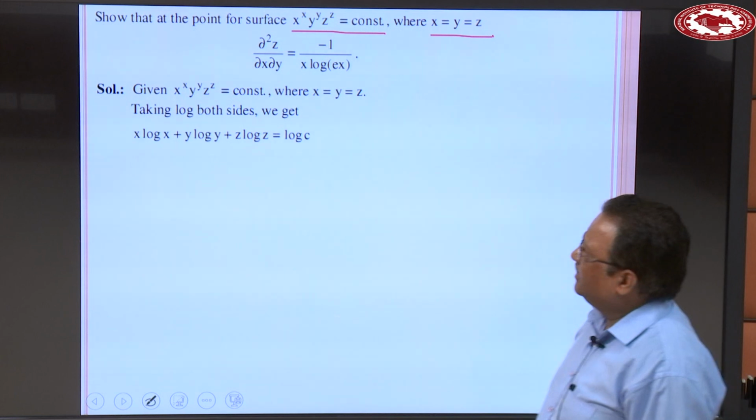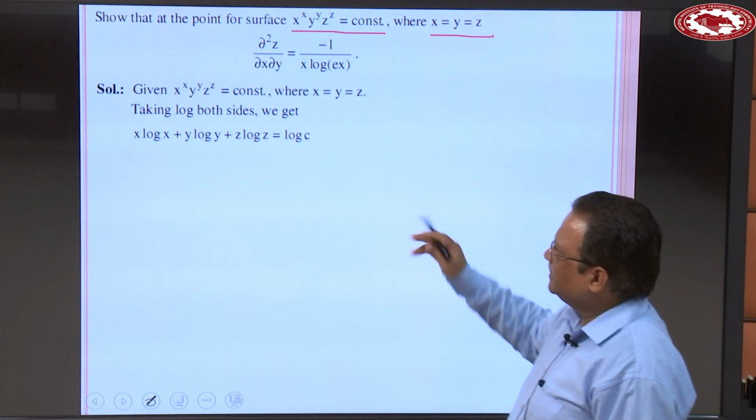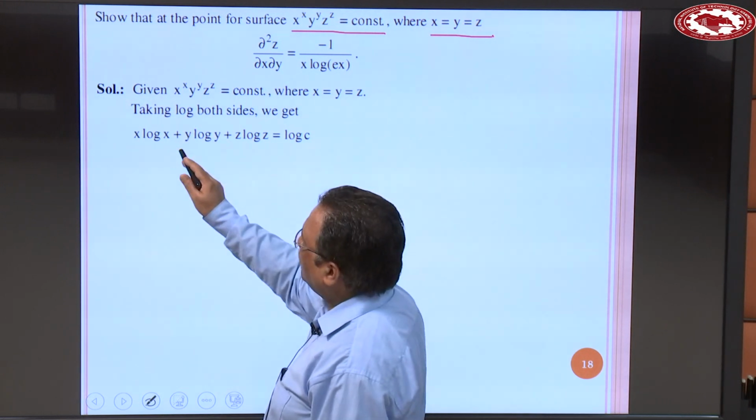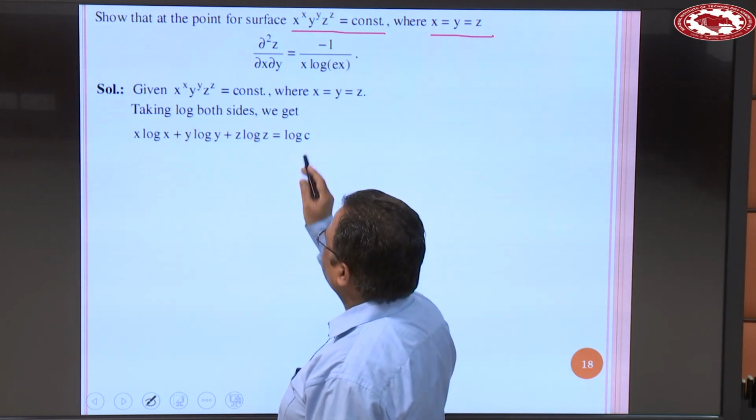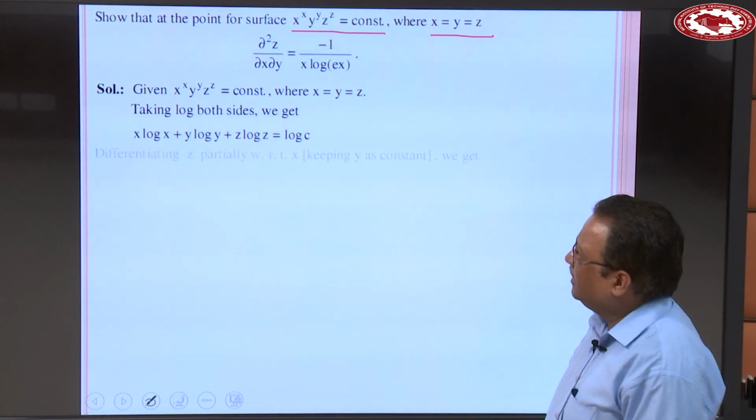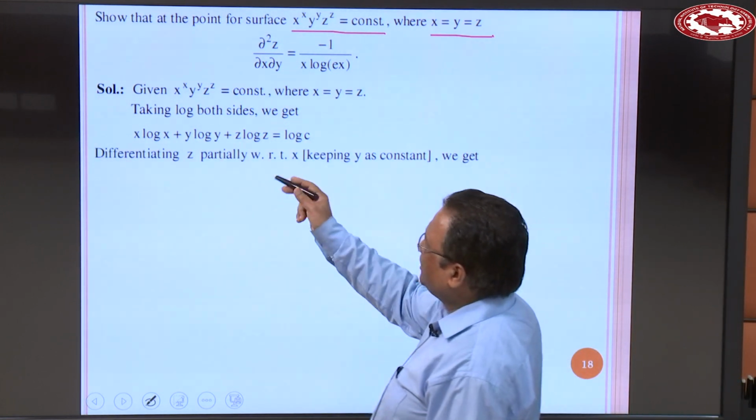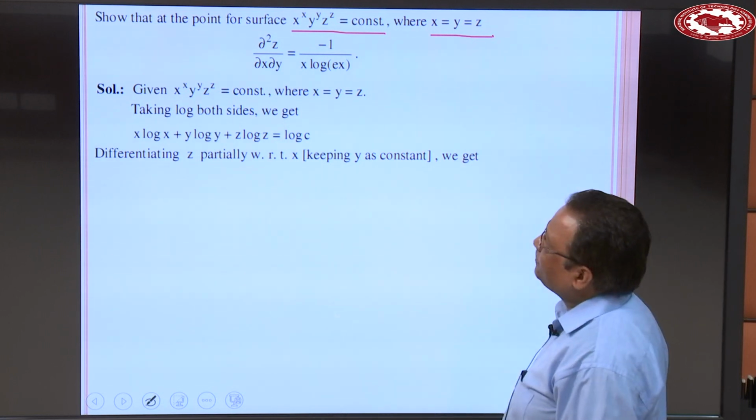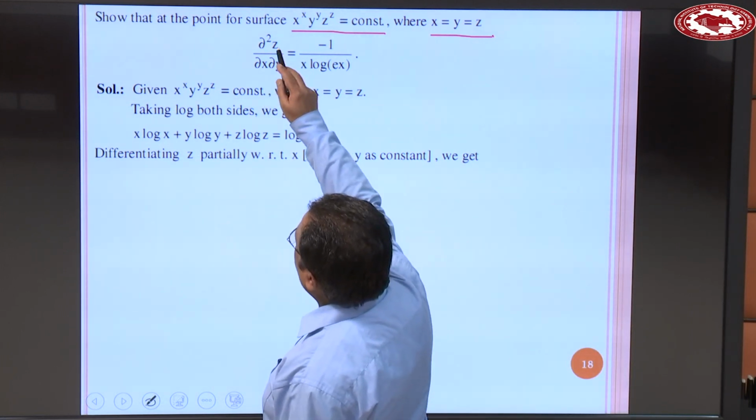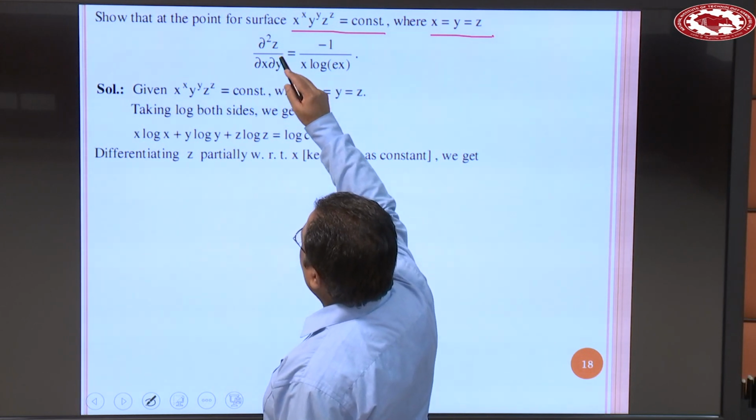We can apply these results in the last. So, taking log on both sides, we obtain x log x plus y log y plus z log z is equal to log c. Now, differentiating z partially with respect to x, we need ∂²z/∂x∂y. So, differentiate z partially with respect to x.